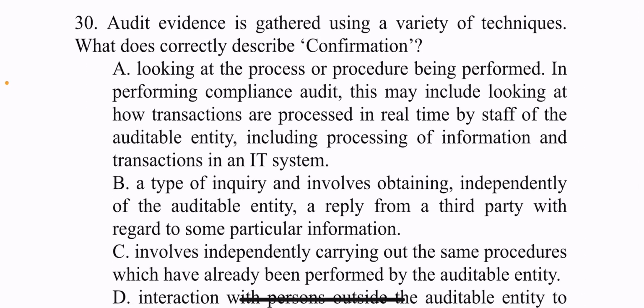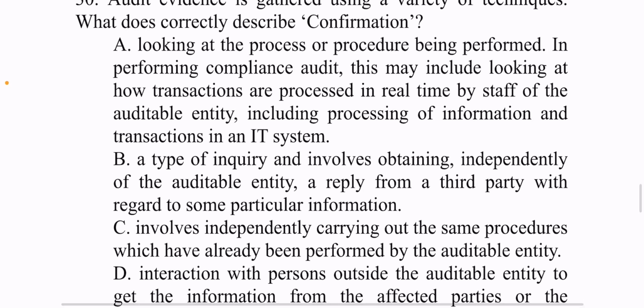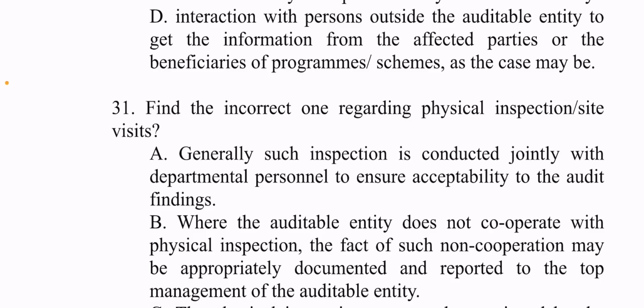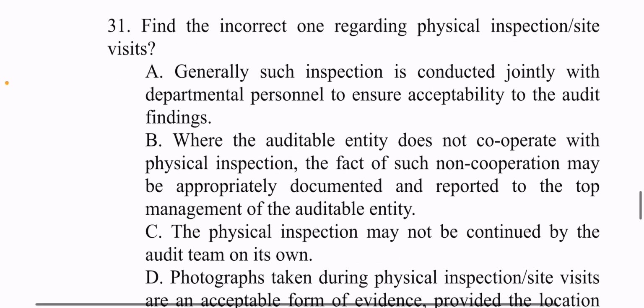Audit evidence is gathered using a variety of techniques. What does correctly describe confirmation? Answer B. A type of inquiry and involves obtaining, independently of the auditable entity, a reply from a third party with regard to some particular information. Find an incorrect one regarding physical inspection, site visits. Answer C. The physical inspection may not be conducted by the audit team on its own.